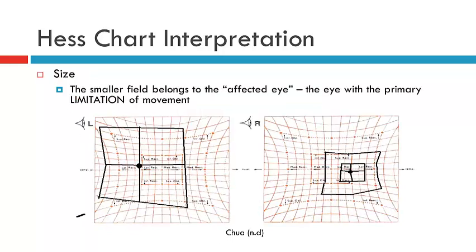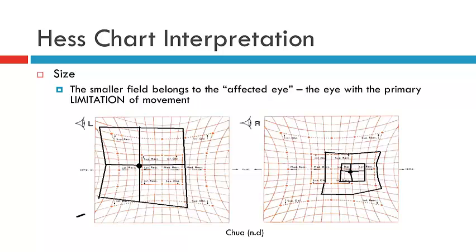Moving on to size now, we want to have a look at the relative sizes of the two fields, and we want to determine which is the smaller of the two fields. What we can see here is clearly that the right field is smaller than the left field. Now, you'll notice that for the right eye, the inner field has been plotted and the outer field has been plotted, but for the left eye, only the inner field has been plotted. And this is because the inner field is so large that the orthoptist has not plotted the outer field, as it's probably going to come off the chart.